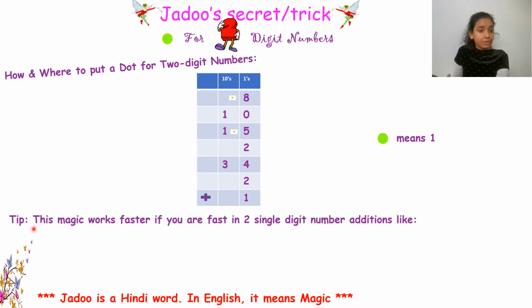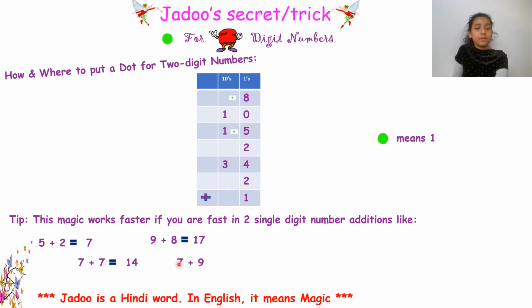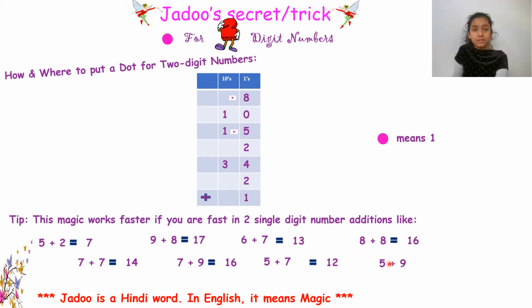That's a tip for you guys. This magic works faster if you're fast in adding two single digit numbers, like 5 plus 2, 7. 7 plus 7, 14. 9 plus 8, 17. 7 plus 9, 16. 5 plus 7, 12. 6 plus 7, 13. 8 plus 8, 16. 5 plus 9, 14. 7 plus 8, 15, etc.